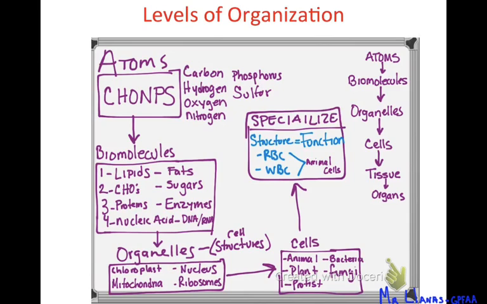We talked about levels of organization, and we said how the atoms that are involved in biology, or what makes up our biomolecules, are carbon, hydrogen, oxygen, nitrogen, phosphorus, and sulfur. Or CHONPS, right? We didn't talk about sulfur, but CHONP, right? And then those make up biomolecules, which are fats, sugars, proteins, which are enzymes, and then nucleic acids, DNA and RNA.